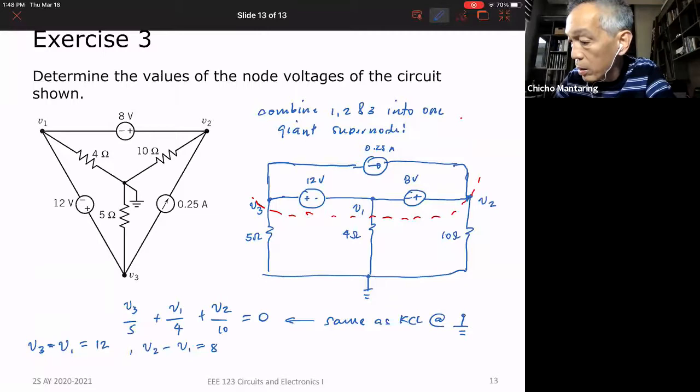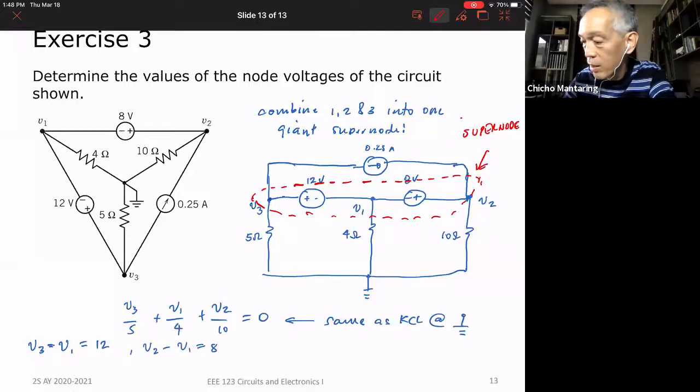What if this had been my super node? What if that had been my super node? Am I going to get a different equation? Yes or no? Okay, before you answer, look at the circuit very carefully. So I got the right answer from Paolo. Yeah, the current from the current source will cancel. That's right, no? So if I made this my super node, ano mangyayari?